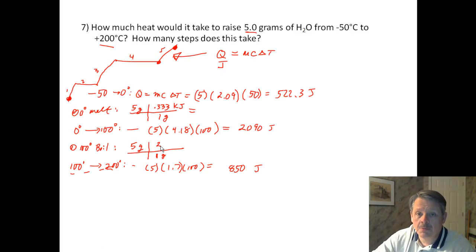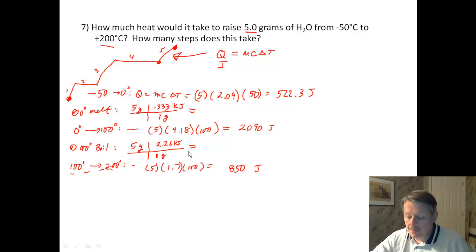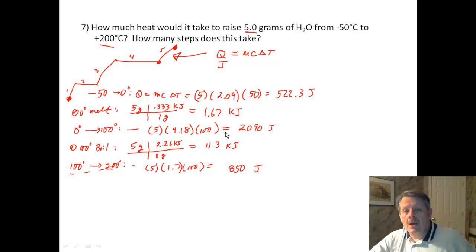So I have to put 2.26 kilojoules up there, right? So we have to go and do that math. Now, when we do these two, we'll notice this is 1.67 kilojoules, and this one is 11.3 kilojoules. All right. So now, what units do we want? Because we've got some in joules and some in kilojoules. Well, kilojoules is the bigger quantity, so let's go ahead and use that.